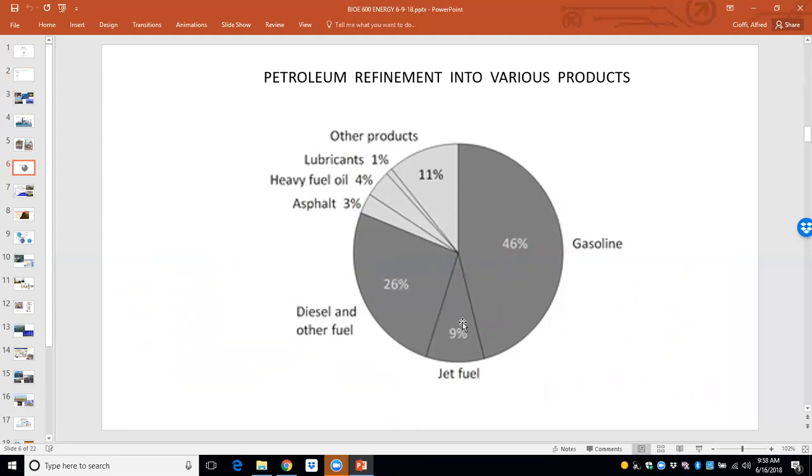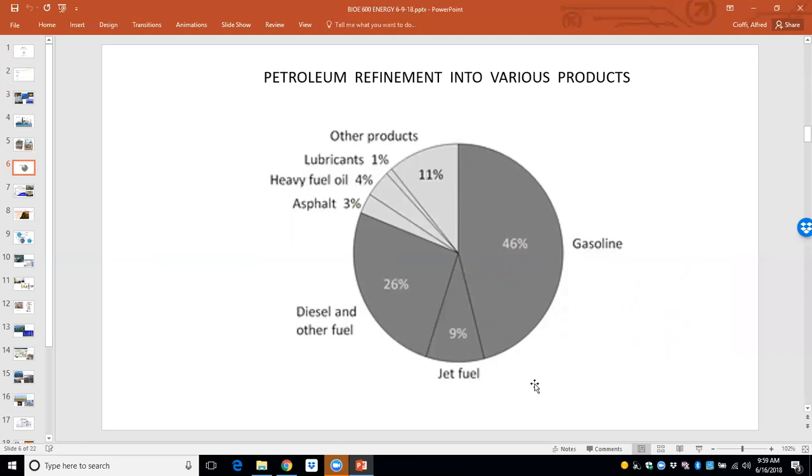Another 10% almost, 9%, almost 10%, is jet fuel. So that is still transportation. Now we're talking about air transportation, and in my mind, this one is highly efficient in the sense that it's only 10% of the whole pie, and yet imagine everything that moves through the air today, not only people, passengers, but also cargo, which is huge. So in my mind, just intuitively, for the bang for the buck, I think this is one of the most efficient ones, because it moves a vast amount of people and cargo with only about 10% of the petroleum refinement.